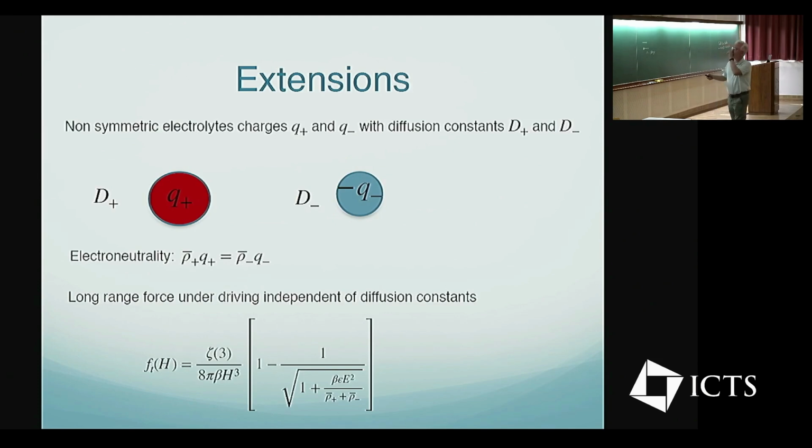And the extension: I can look at non-symmetric electrolytes with charges Q plus and Q minus. Overall the system is electroneutral. The positives can have a diffusion constant D plus and charge Q plus, and the negatives D minus and charge Q minus, and this is the formula that you find. The expressions are incredibly complicated, but for some reason this long-range component is very simple. The screened component will depend on D plus and D minus. So you will see the effect of non-equilibrium, but this is an indication that the general argument, that you have an effective decoupling and so an effective static theory, is confirmed.